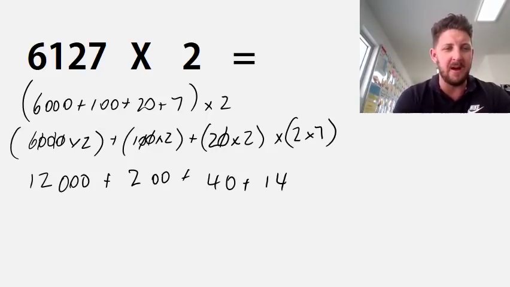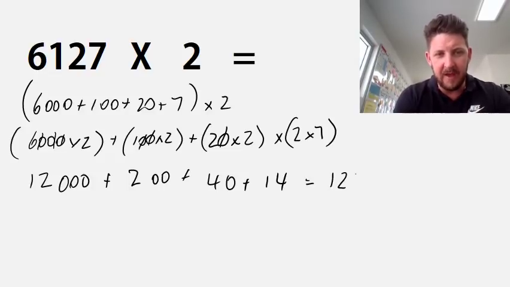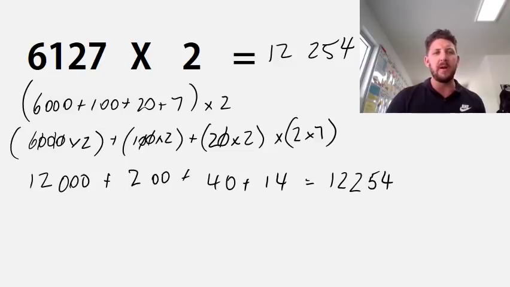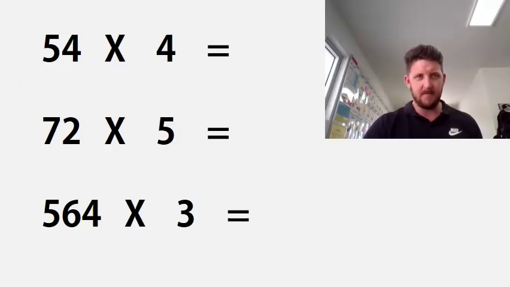Let's add them all up now. So we've got 12,000 plus 200. So it would be 12,200 plus 40. 12,240. Add 14. 12,254. Let's write that in there. Answer. And we're done. So you can see that what I'm doing, and I can do this easily in my head too, but I want to see your work.